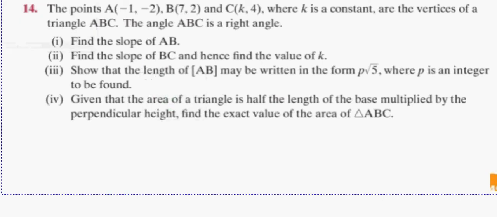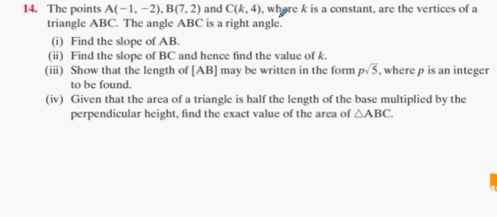Now, the points (-1, 2), (7, 2) and (k, 4), where k is a constant, are the vertices of the triangle ABC. The angle ABC is a right angle. Find the slope of AB. Alright, no bother. AB is x1, y1, x2, y2.